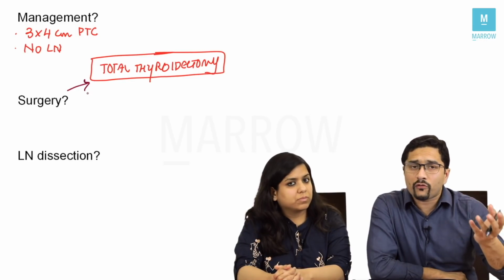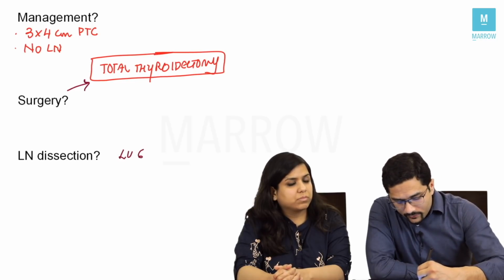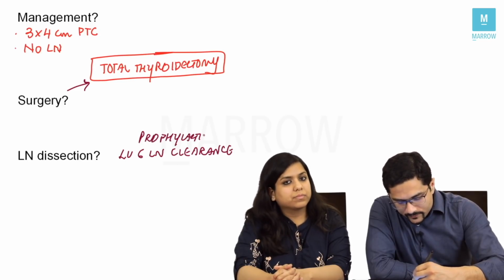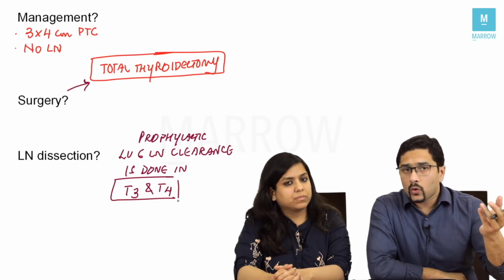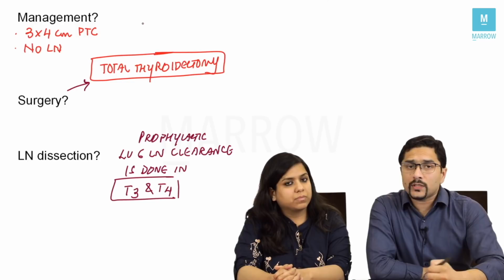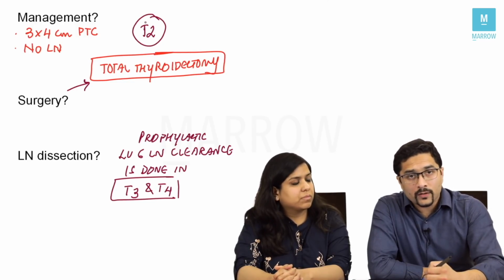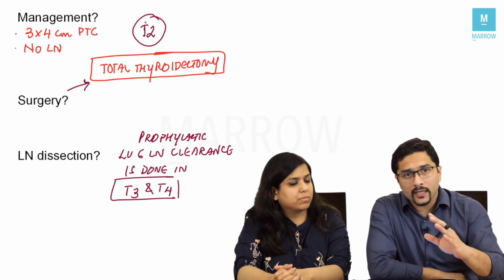So is there a role of prophylactic lymph node dissection? Well, level 6 lymph node clearance, and this I am talking about prophylactic level 6 clearance, is done in T3 and T4 lesions. So is this a T3, T4 lesion? No, this is a T2 lesion. T2 is 2 to 4 centimeters. So this is a T2 lesion, not a T3, T4 lesion. So my only surgery in this case will be a total thyroidectomy, which I am going to carry out.